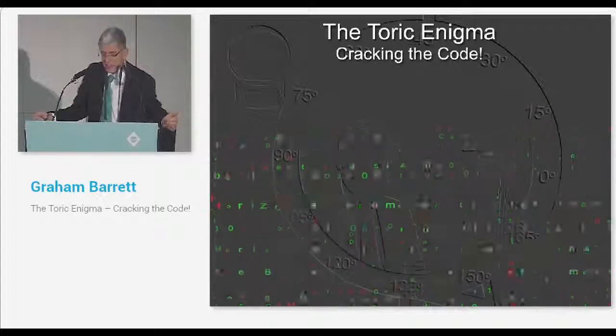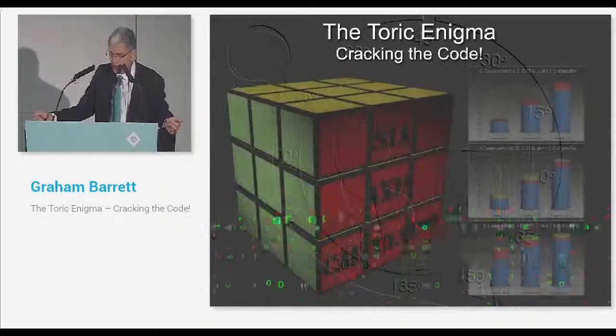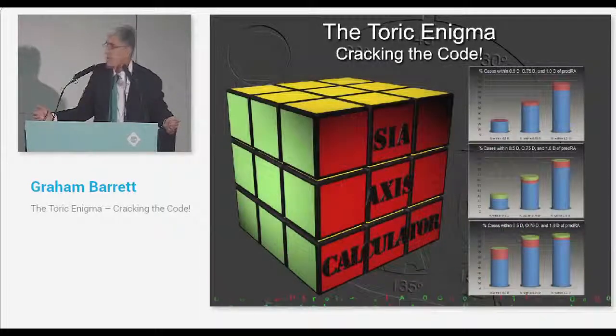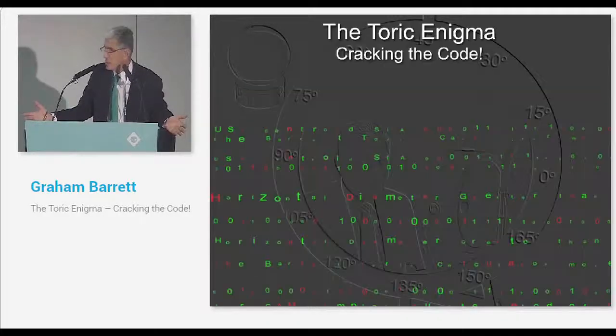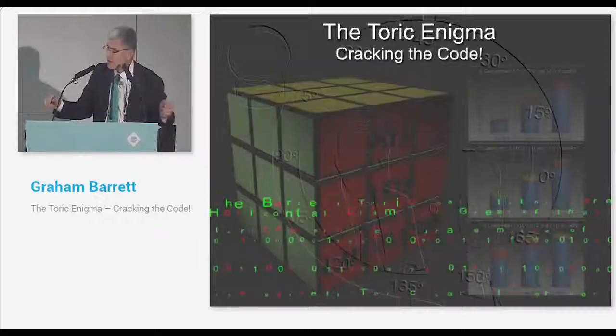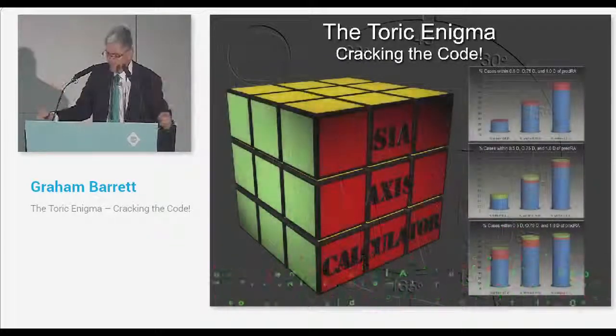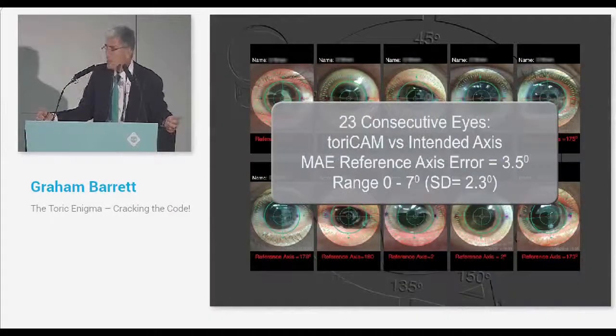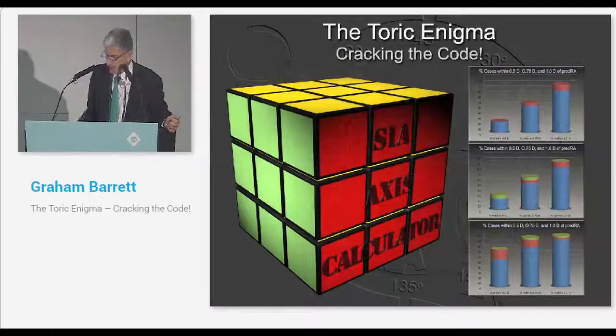So, toric enigma, cracking the code. In summary, as we discussed, SIA is important. Keep your incision small, keep it in one location, use Warren's calculator to find out how much it is. Axis, be as accurate as you can, and here's a solution which I think is appropriate to the size of the problem, because it's not the major factor. And of course, consider using an improved calculator.